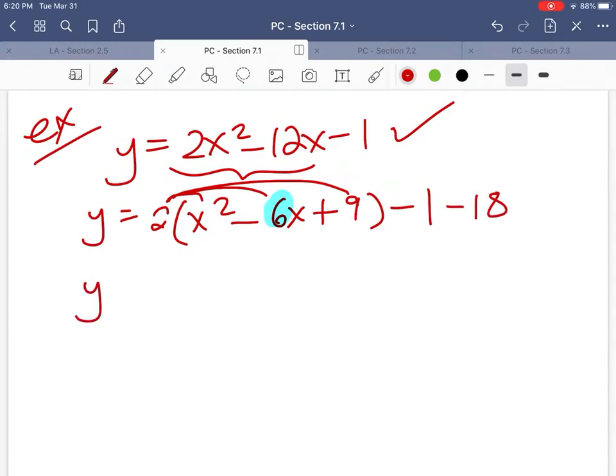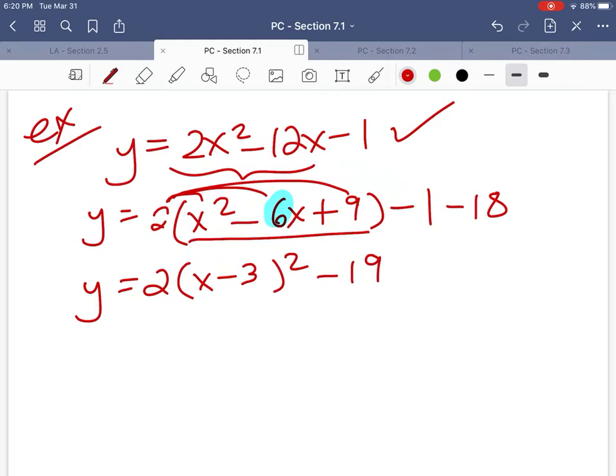All right, so let's put it in the format. y equals 2 times a perfect square here. This is minus 19 on the side. And x squared minus 6x plus 9, this guy right here, if you factor it, that would be x minus 3 times x minus 3. All right, so if somebody asked you for the vertex, you'd say, oh, the vertex is 3 and negative 19.